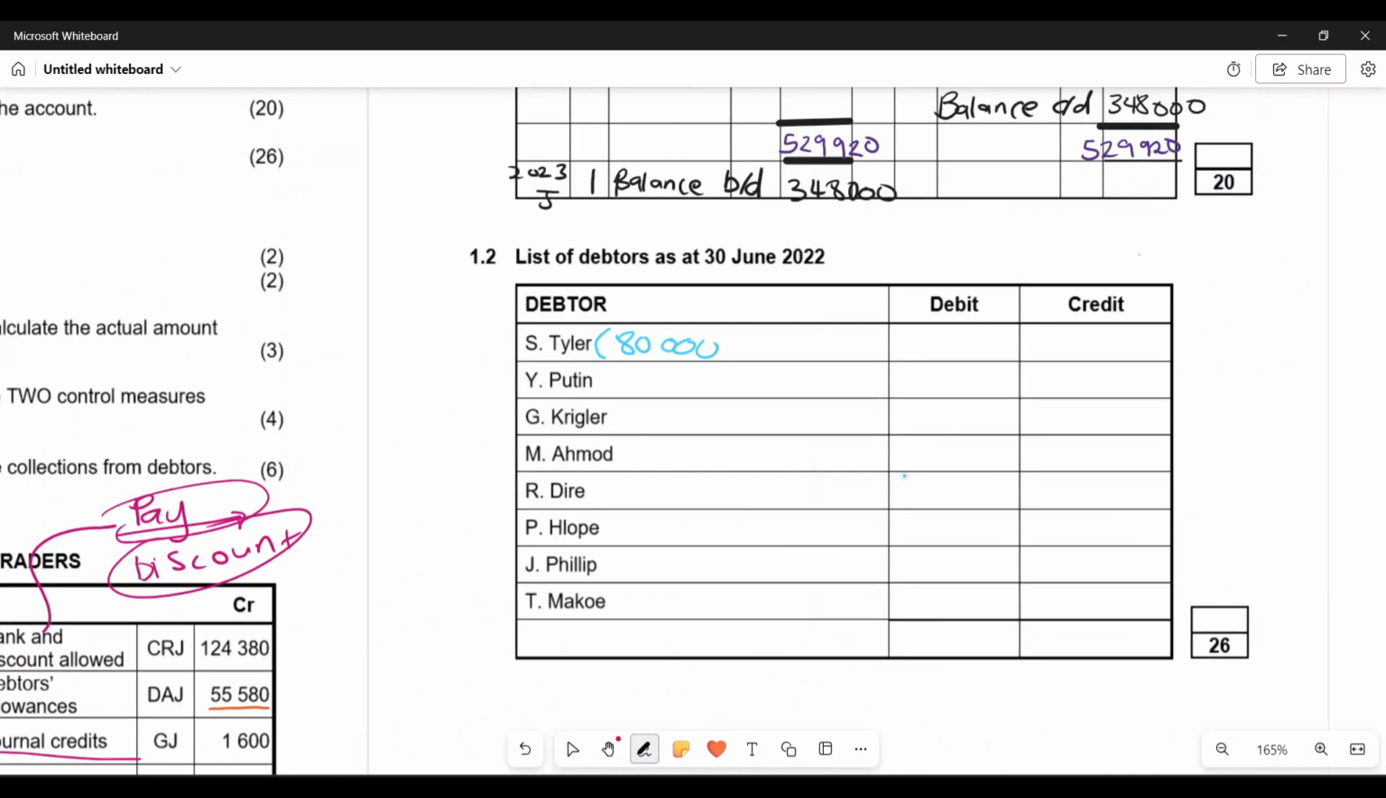So here, minus 900. And remember, your debtors list would also increase on the debit side and decrease on the credit side. The same applies as your debtors ledger. So as a result, the new balance for S. Tyler will be 79,100. If a person is still owing us money, we recognize him on the debit side. So now the balance that this person is owing us is 79,100.